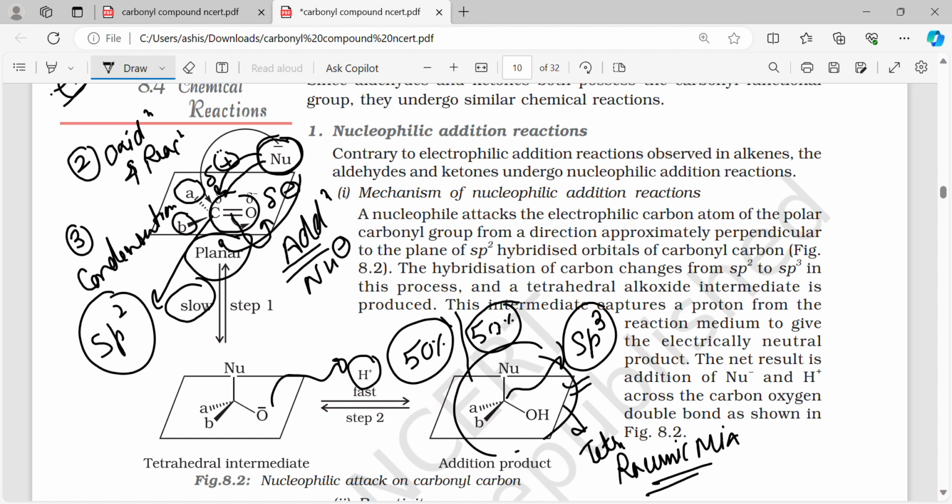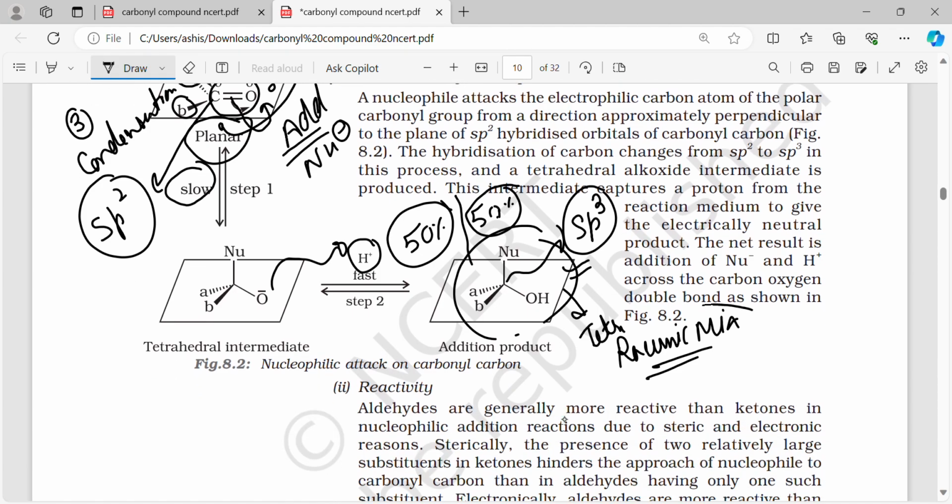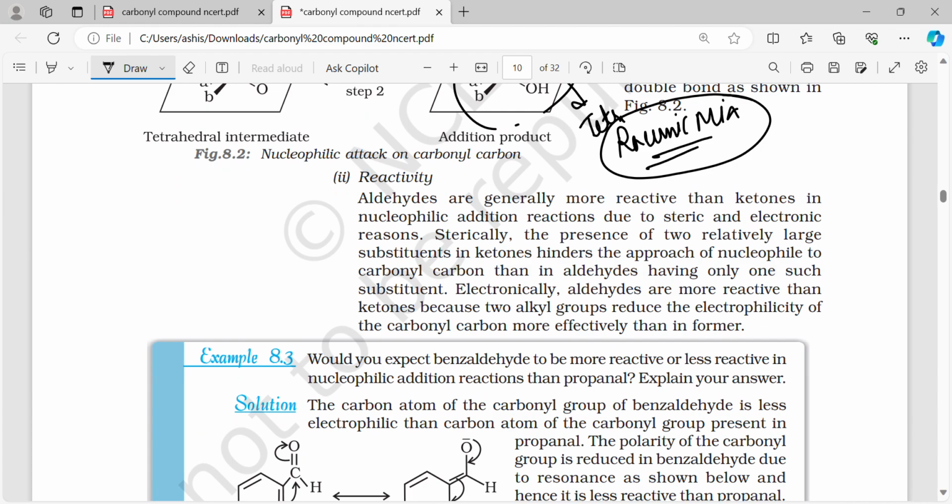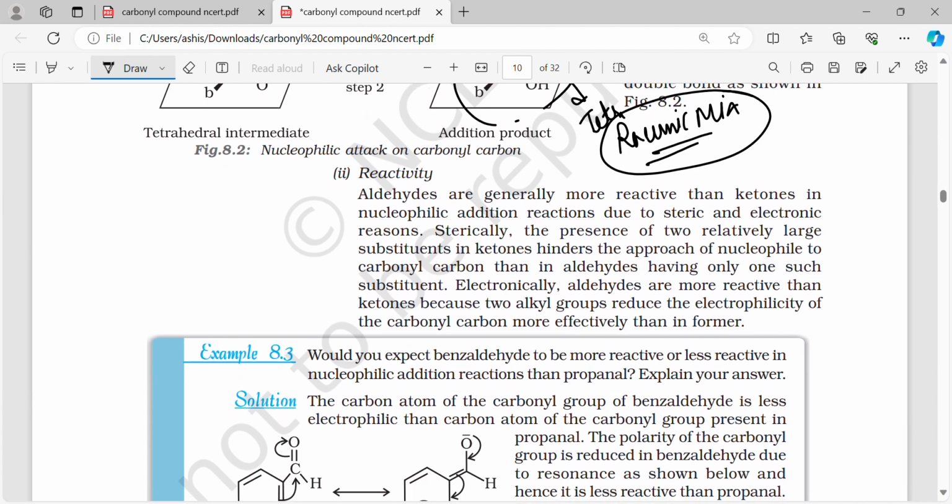So if the product of nucleophilic addition reaction in a carbonyl compound is optically active, then we will always get a racemic mixture, because the carbonyl compound is planar and carbon is sp2 hybridized, so the nucleophile can attack from both sides, forward as well as backward. So that is the stereochemistry of the product of nucleophilic addition reaction. According to reactivity, aldehydes are more reactive than ketones in nucleophilic addition reaction.